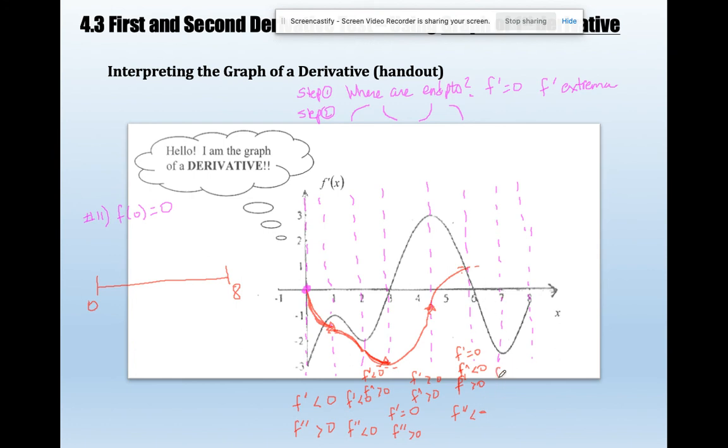Between 6 and 7, your first derivative is now negative, and your slopes are negative. The slopes on f prime. So you are going to decrease and be concave down.